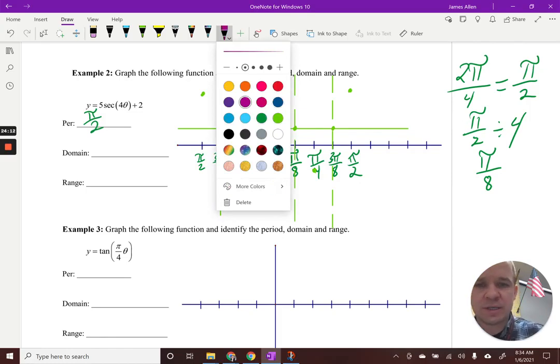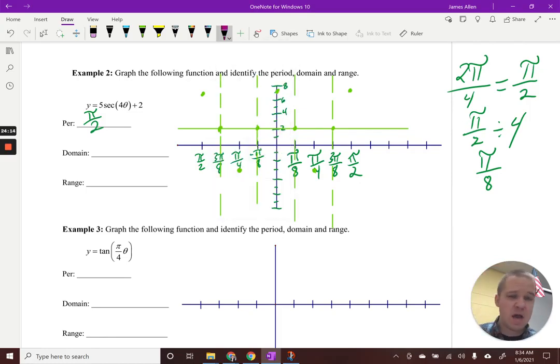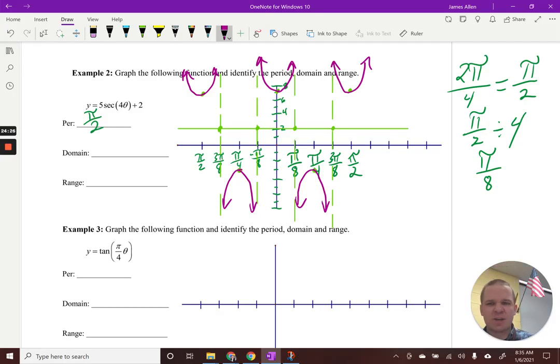Now I can go ahead and graph. Maybe I'll use a little different color just so it's a little more distinct. I can graph my secant function. So it's going to be heading up for the first part, and then down. All right, there we go. So we actually have here, it looks like 2.5 repeats, 2.5 periods that I've graphed of this graph.